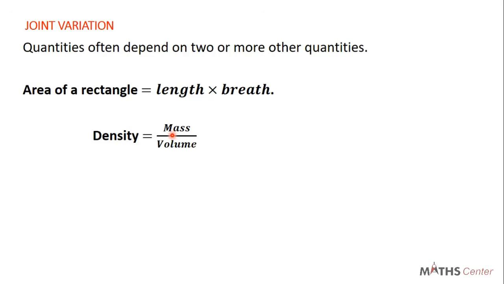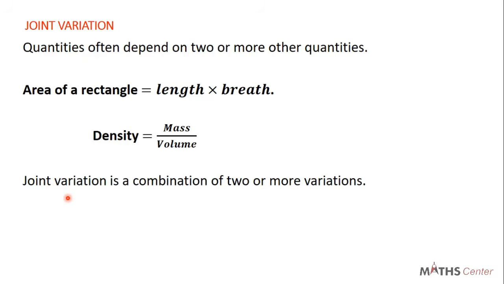If you have such a relationship where a quantity depends on two or more other quantities, that type of relationship is referred to as a joint variation. So in fact, joint variations combine two or more other variations.